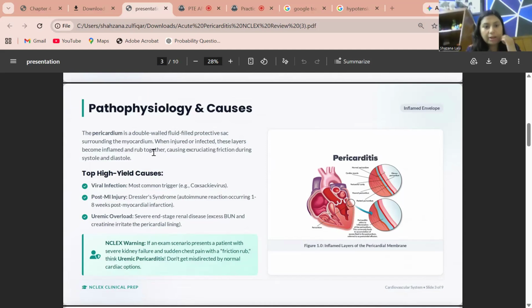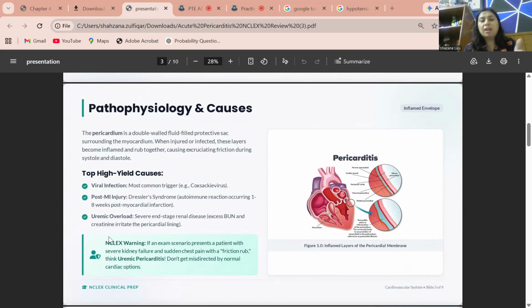Okay, now what are the causes of acute pericarditis? The most common cause in patients who come with acute pericarditis is viral infection. The second is post-MI injury, and any autoimmune reaction occurring up to 8 weeks post myocardial infarction. So it can be due to post-MI injury. It occurs due to any viral infection. It occurs due to any bacterial infection, or sometimes it occurs due to uremic overload.